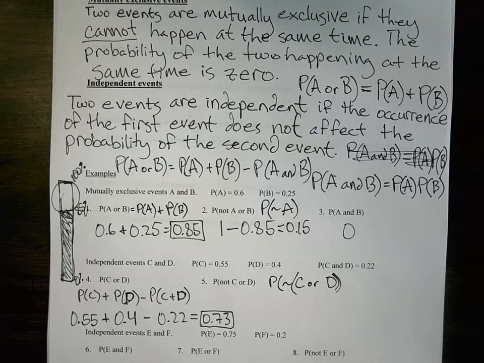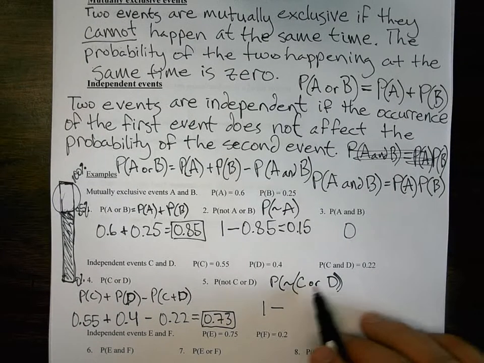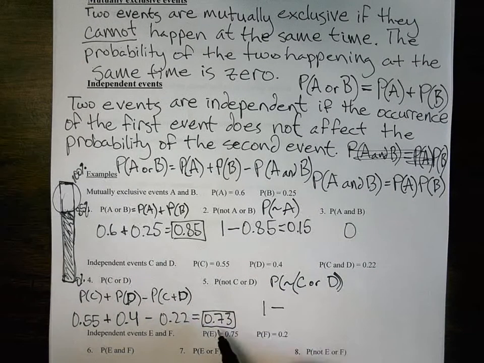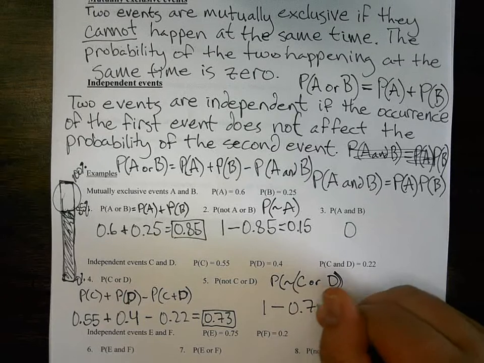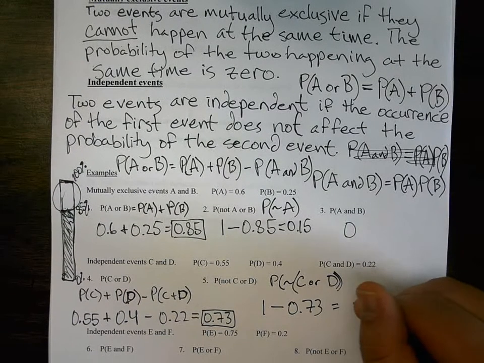So then we do what? How do we set this up? It's the complement. So we set up the complement by subtracting from what? From 1, yeah. So we're going to subtract from 1. It's going to be 1 minus the probability of C or D. Okay, we just found that out, 0.73. So let me just do 1 minus 0.73, and that's 0.27.